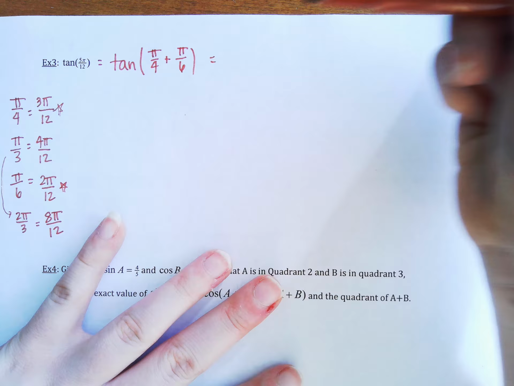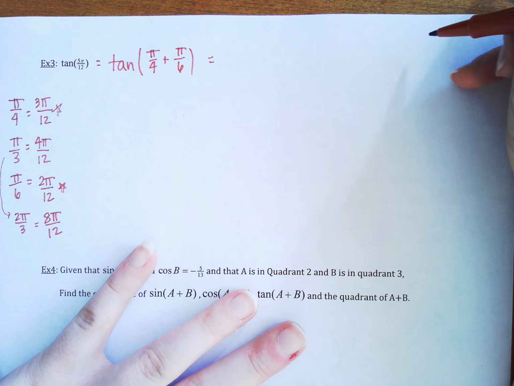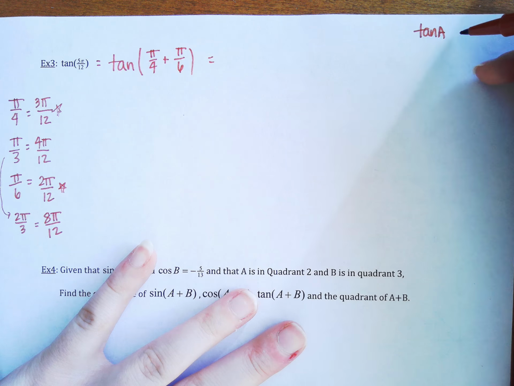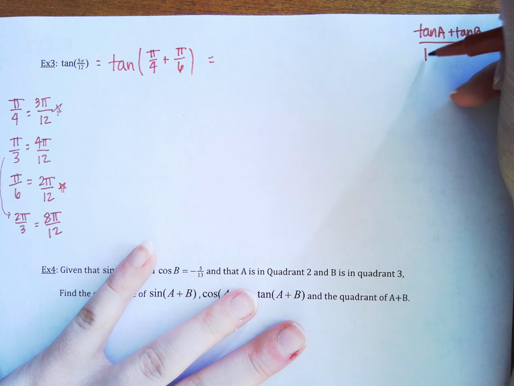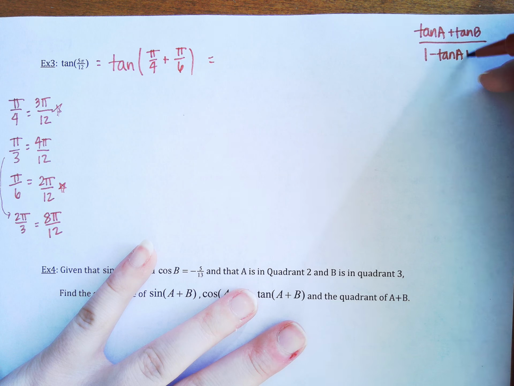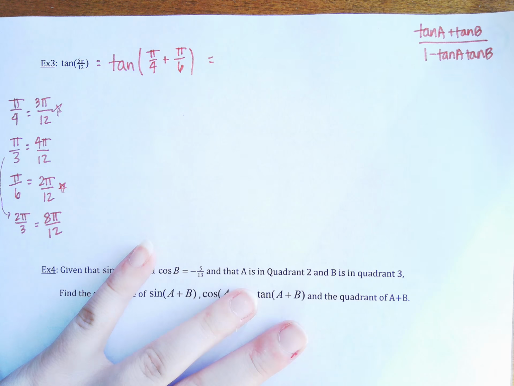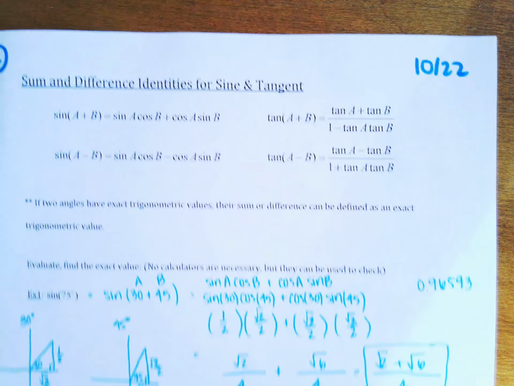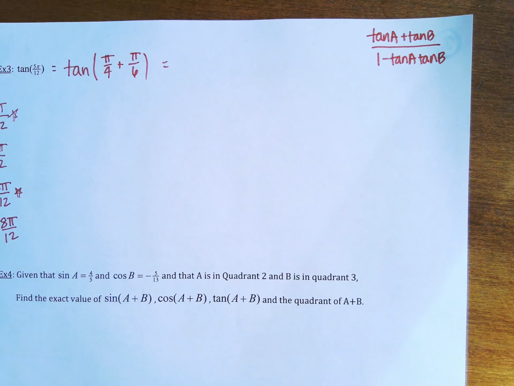So again, I'm using my sum identity there, which is tangent of A plus tangent of B over 1 minus tangent A tangent B. I'm going to double check to make sure I got that right before I do this whole problem. Okay, we're all good.